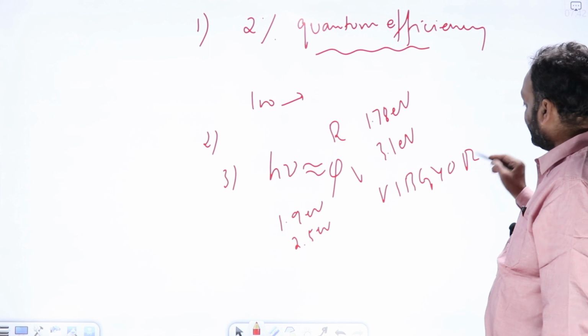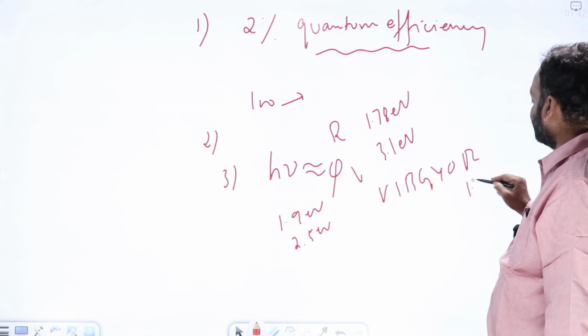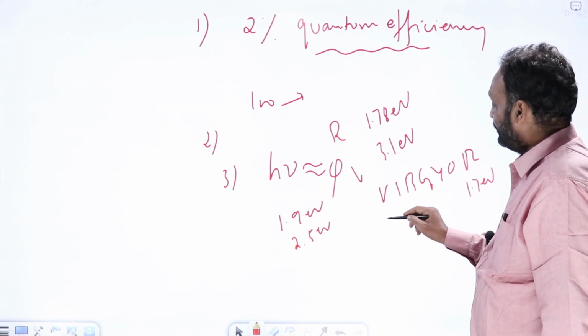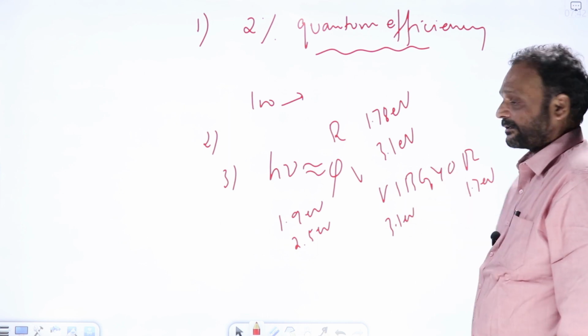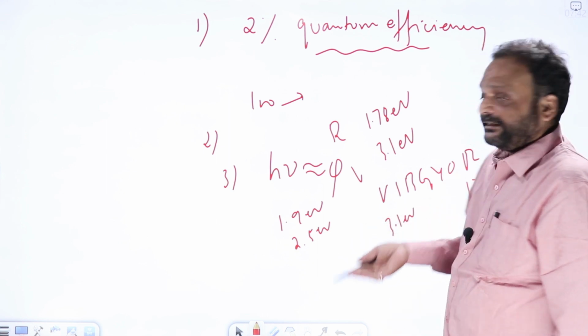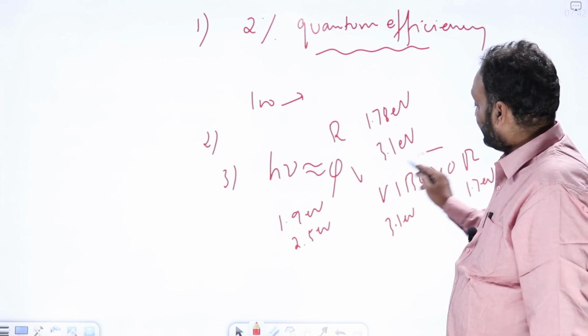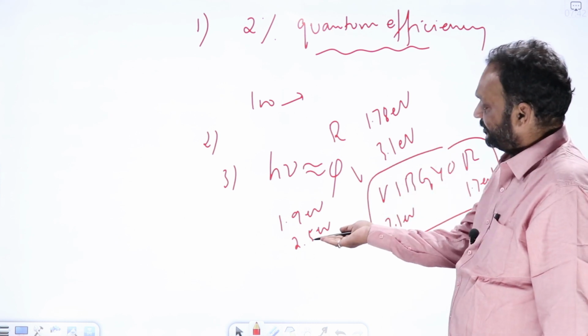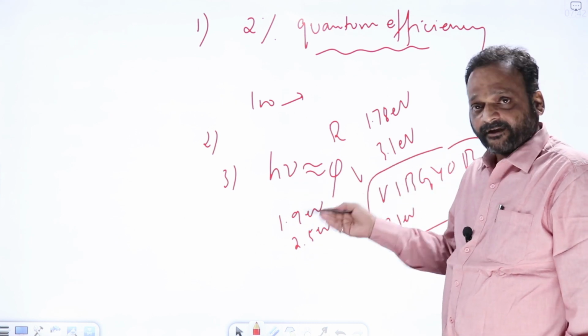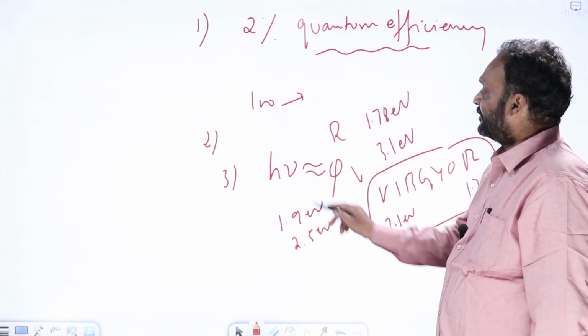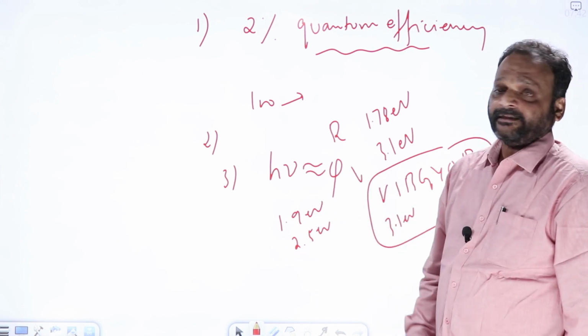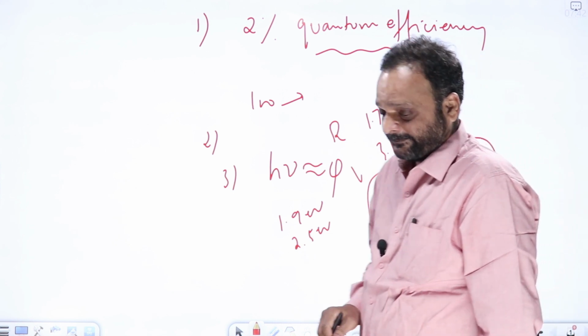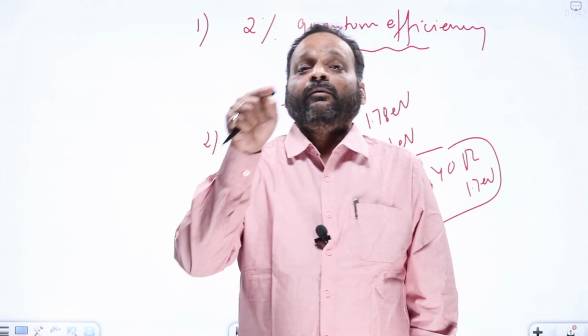Okay, red photons have energy of around 1.7 electron volts. Violet, indigo, blue photons have energy about 3.1 electron volts. Okay, means when you are doing the experiment with visible light, the energy of the incident photons is almost equal to the work function. This is the order of the work function only. Okay, so h nu is approximately equal to phi. When h nu is approximately equal to phi, the electron is considered as a bound electron.